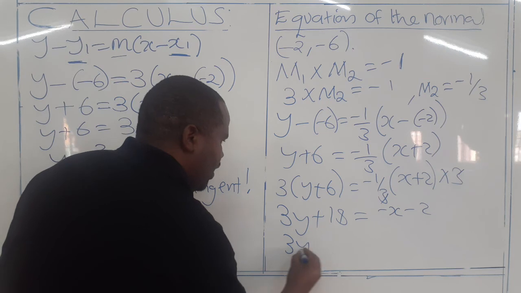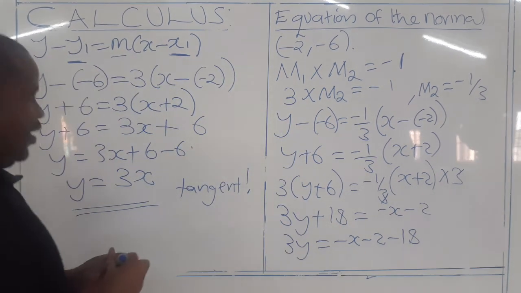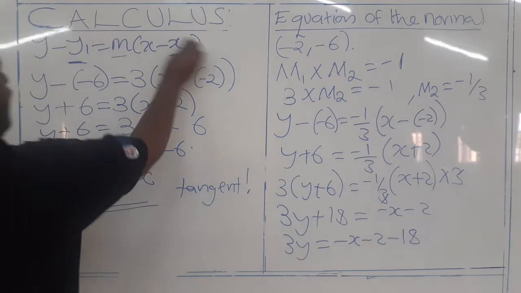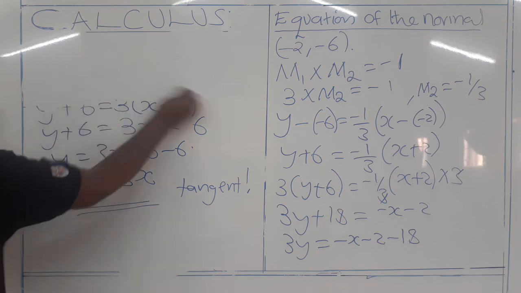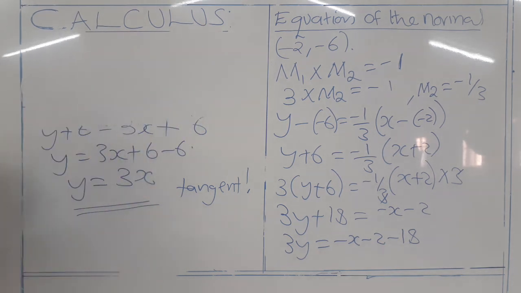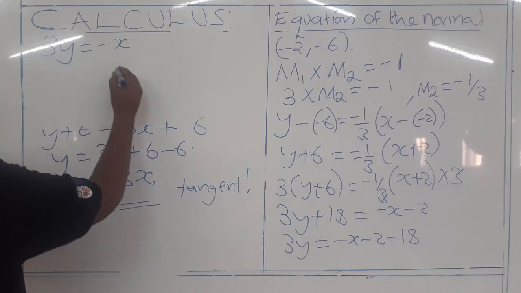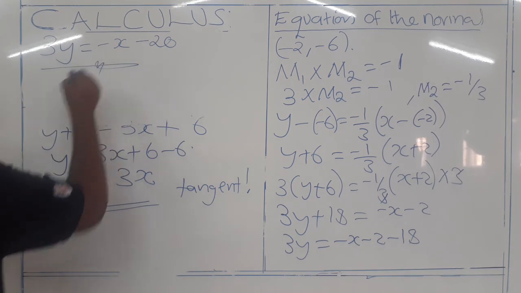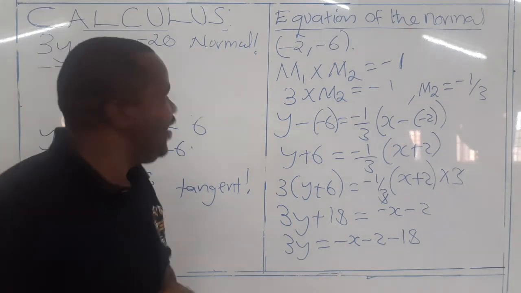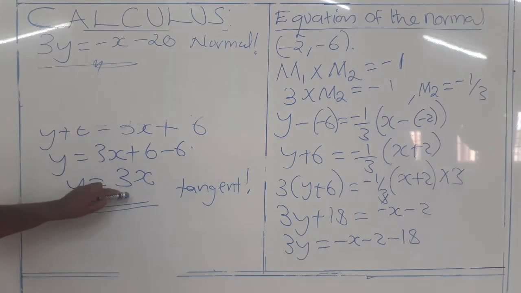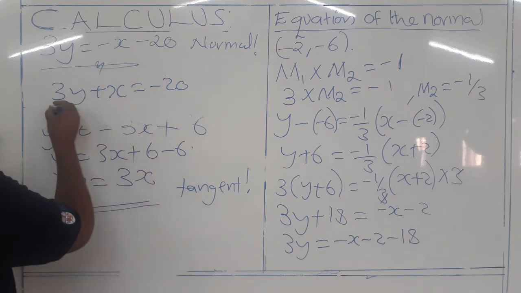So here now we can go for like terms. Okay, so you can say 3y is equal to negative x minus 2 minus 18. Okay, that's what we are going to have there. Okay, let me erase this. Okay, so now our equation would be 3y is equal to negative x minus 20. And this is the equation of the normal. That is done, friends. Okay? So that's the equation of the normal. And the equation of the tangent is that. Okay, but it's not wrong for you to say 3y plus x is equal to negative 20. It is still very okay here.